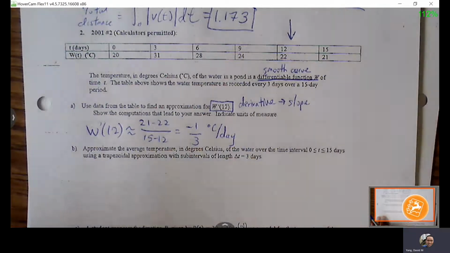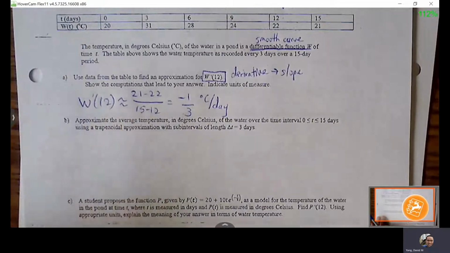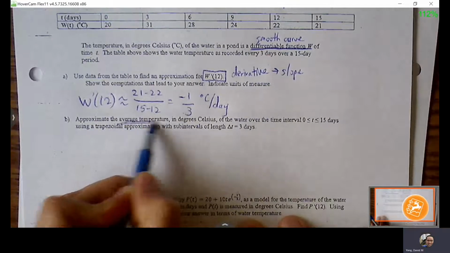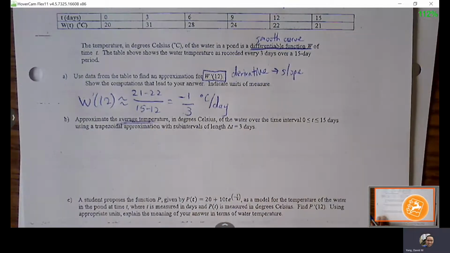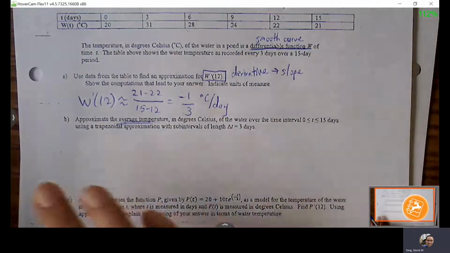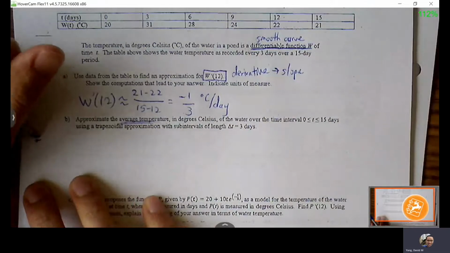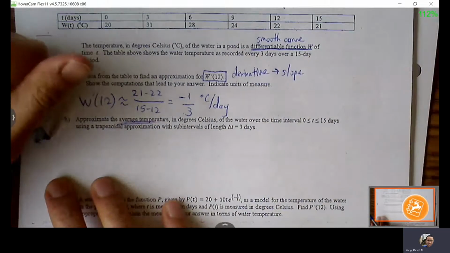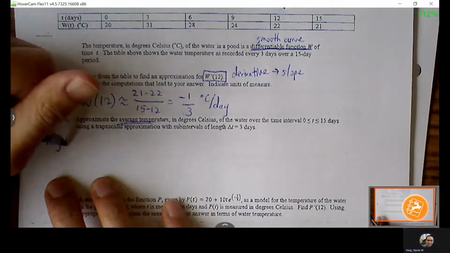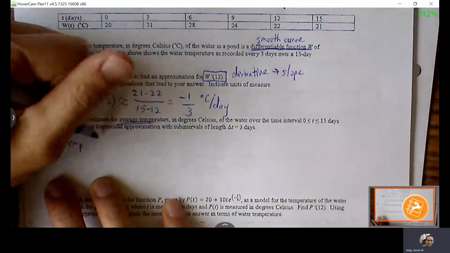Part B. Approximate the average temperature in degrees Celsius of the water over the time interval from 0 to 15 days using trapezoid approximation with intervals of length 3 days. So average temperature, we just learned about something where we can evaluate average value. So average temperature is basically the average value theorem.